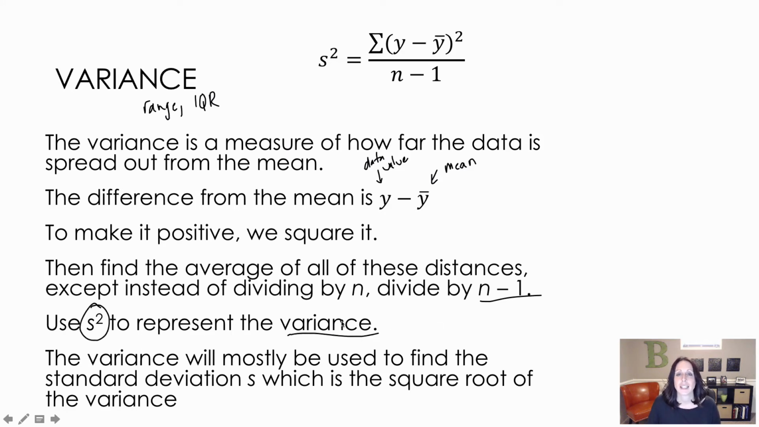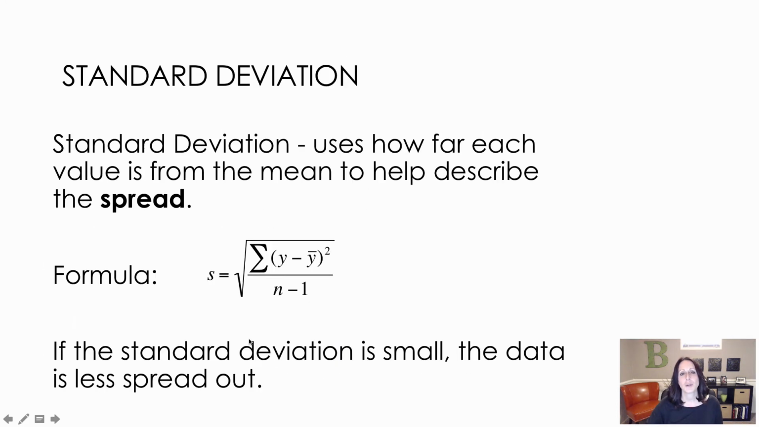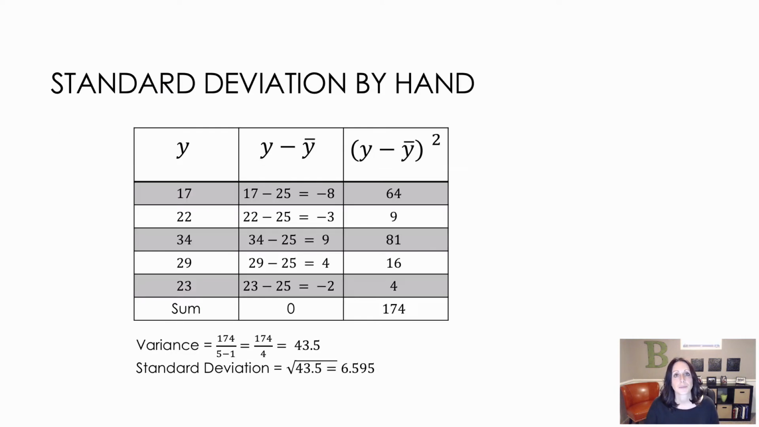Now the variance is not something we use very often. Most of the time we use the standard deviation, which is the square root of that, which is s, and that's what we're going to use most often. So let me show you an example of how it works. But basically we're talking about spread. Standard deviation tells us how spread out from the mean are all of our data values.